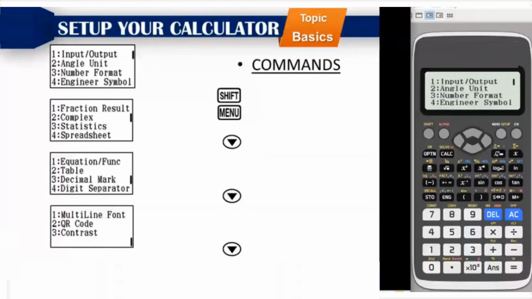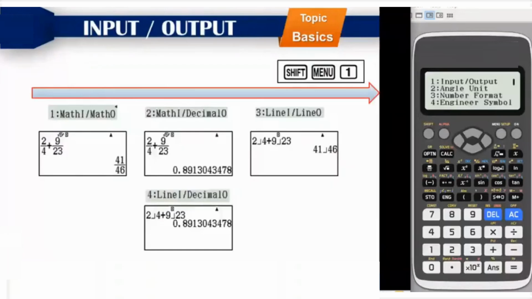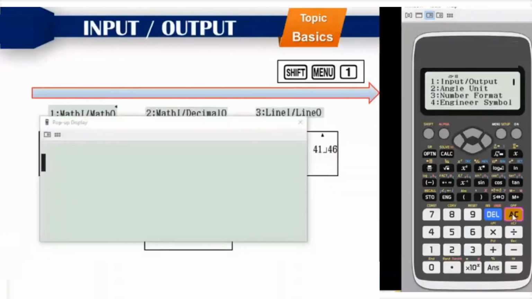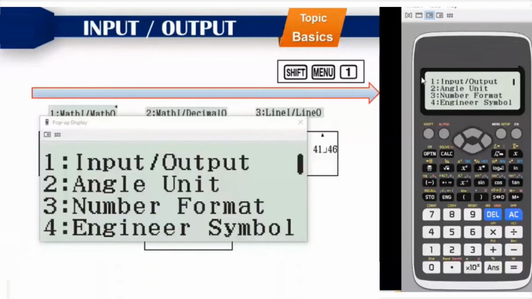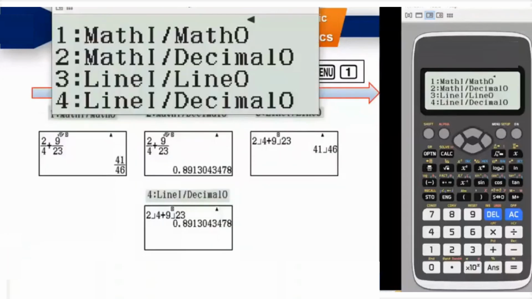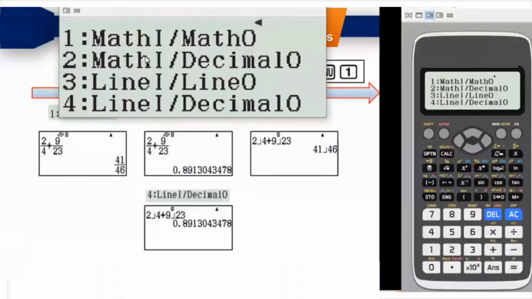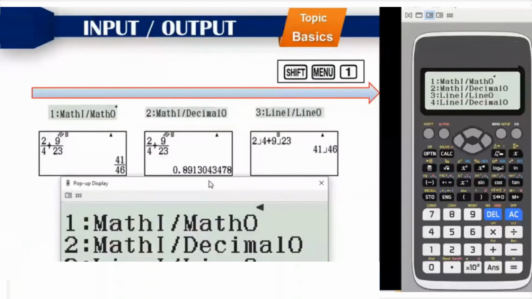So first is input output. After pressing shift and menu, I'm on the first screen. In the first screen, there is input/output. If I press 1, it is asking me, do I want the format of math 1, math 0, math 1, decimal 0, line 1, line 0, line 1, decimal 0. What do all these mean? We'll just look into that in detail. Let's say I press 1.